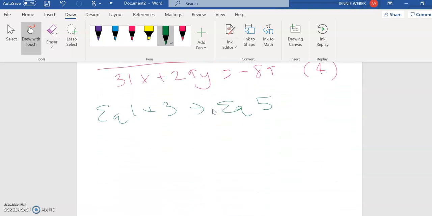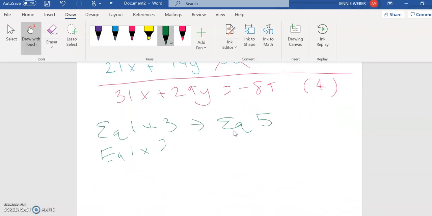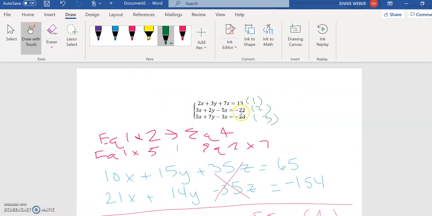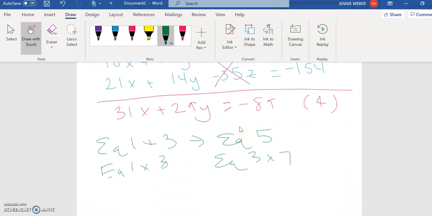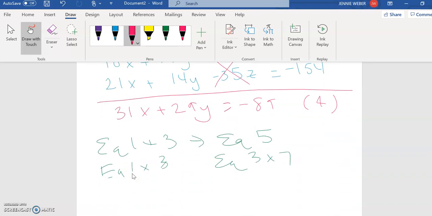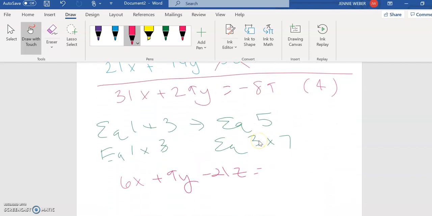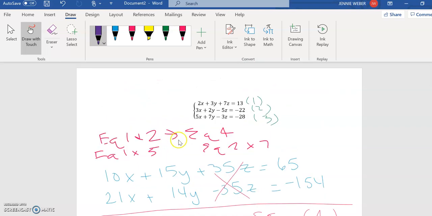So I'm going to take equation 1, and now I'm going to times it by, let's see here, by 3. And then I'm going to take equation 3 and times it by 7, which is going to give me my plus or minus 21. Okay, so equation 1 is going to be 6x plus 9y minus 21z equals, let's see, I was timesing by 3. 3 times 13 is 39. Okay. Then I'm going to do the second one. I'm going to do it times 7.